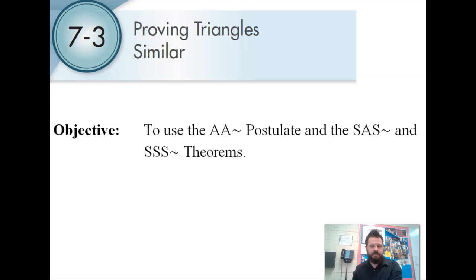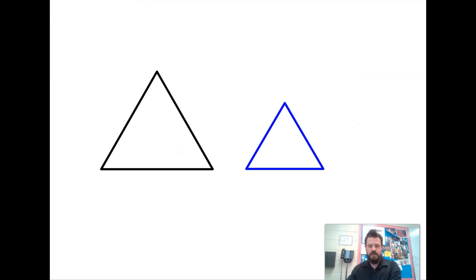Welcome back, everybody. In lesson 7.3, we're going to continue our look at similar geometric figures. This time focusing on similar triangles. Basically in this lesson, we'll show you some shortcuts for proving triangles are similar to each other, and then also show you some applications that are unique to similar triangles. Okay, here we go. So let's start with this.